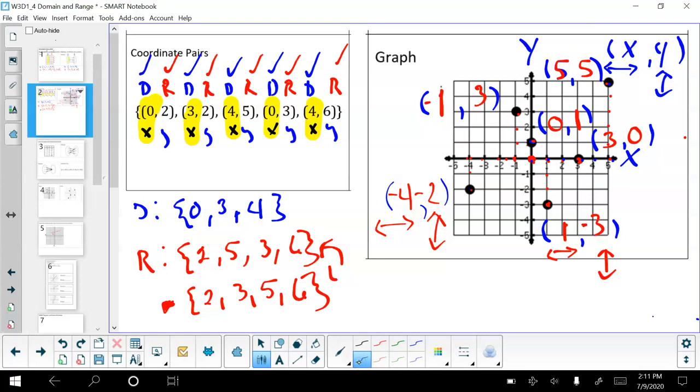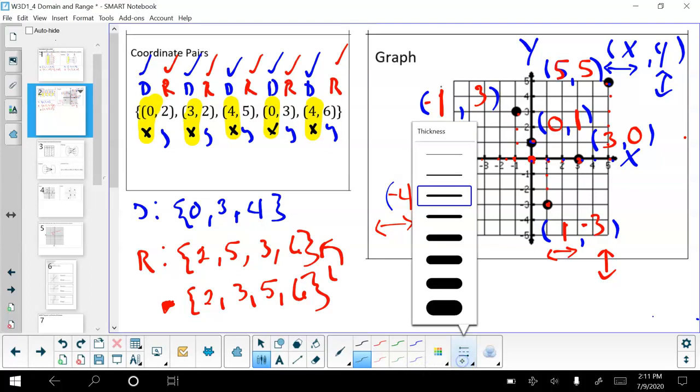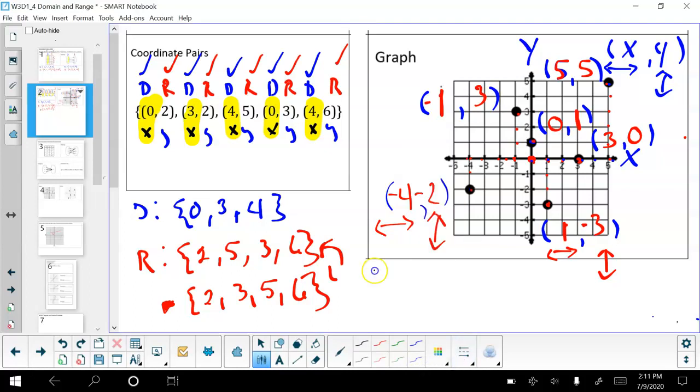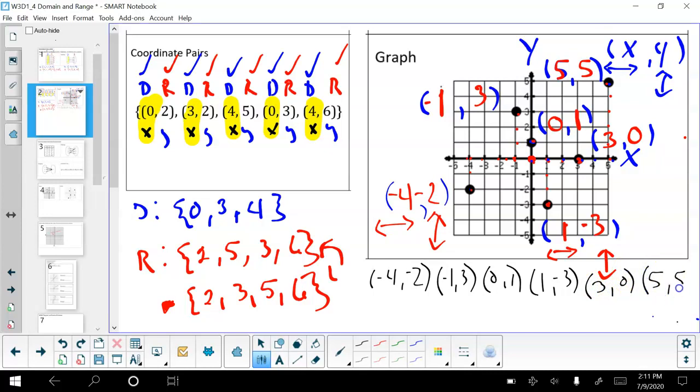And now I'm going to look at making my list, because I said we need to have a list of these. So I'm going to make my list of these numbers. -4, -2. And then I've got -1, 3. And then 0, 1. And then 1, -3. 3, 0. And 5, 5.